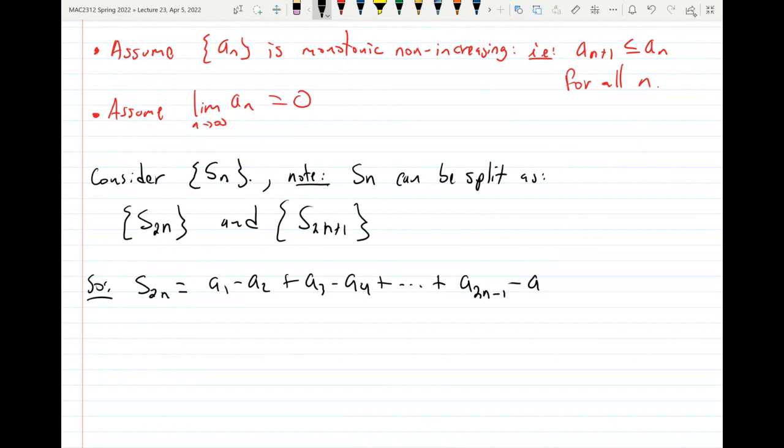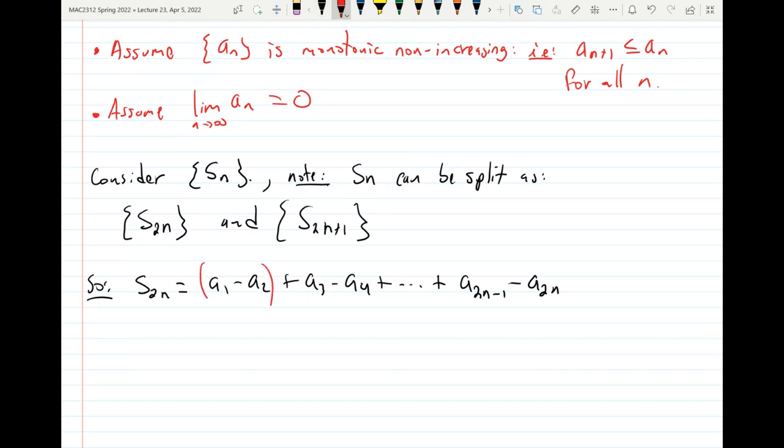A2n minus 1 minus A2n. Yes? Notice that the even terms are the ones with the negative sign. The 2, the 4, the 6, the 8, those are the terms with the negative. And the last two terms are, I need to add all the way up to A2n. That's what S2n means. So the last two terms are A2n minus 1 minus A2n.